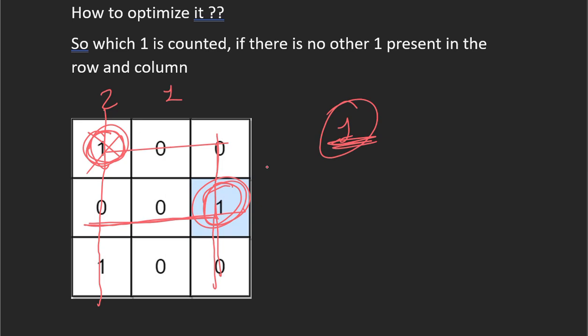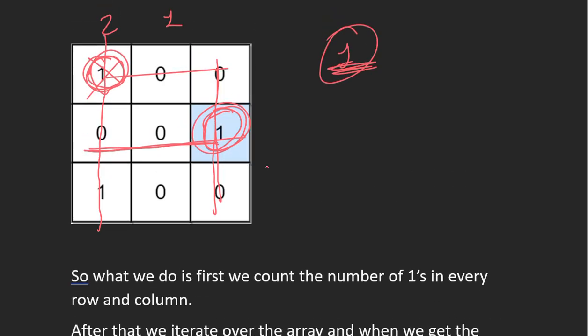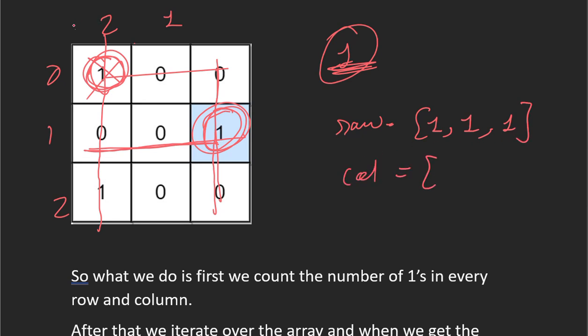So what we do is, we will first count the number of ones in every row and every column, right? So here we have three rows, 0, 1 and 2. We will make an array row in which we will store the count of ones. So in row 0 the count of ones is 1, in row 1 also the count of ones is 1, in row 2 the count of ones is also 1. Similarly we check in columns also. In column 0 the count of ones is 2, in column 1 the count of ones is 0, and in this way we get the count of ones in the particular row and particular column.